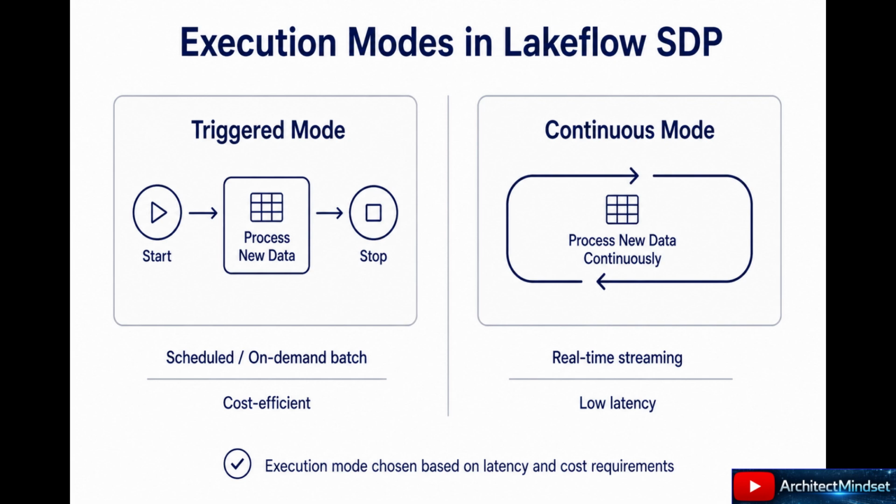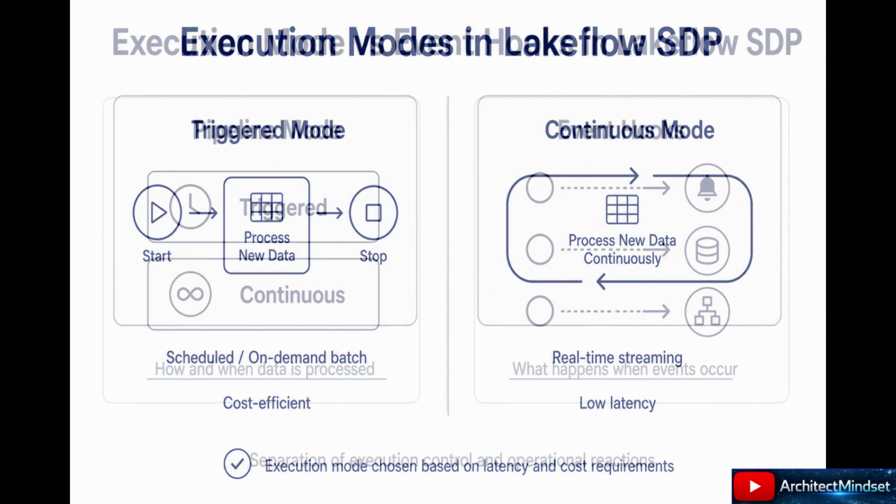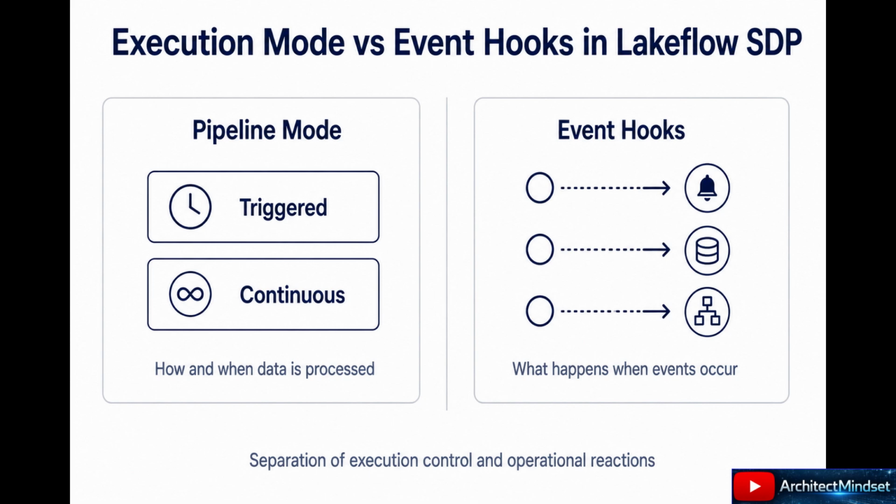SDP offers two execution modes: triggered and continuous. Triggered mode runs on demand, processing new data and stopping to save cost. Continuous mode keeps the cluster running to process data instantly, which is ideal for low latency requirements. While pipeline mode determines how and when the data is processed, it is the event hooks in SDP which define what happens when specific events occur during those processes.